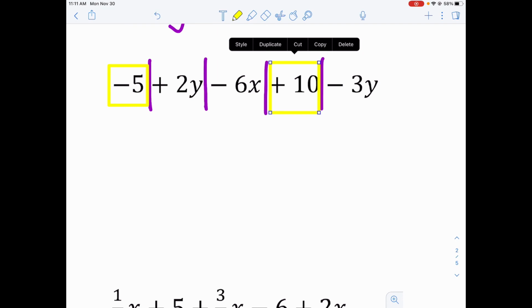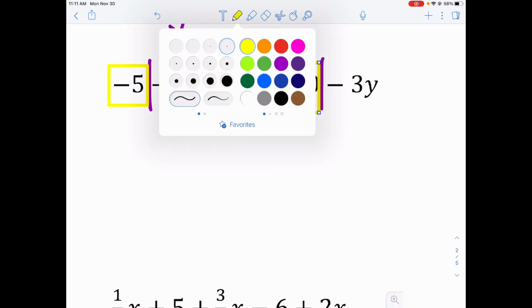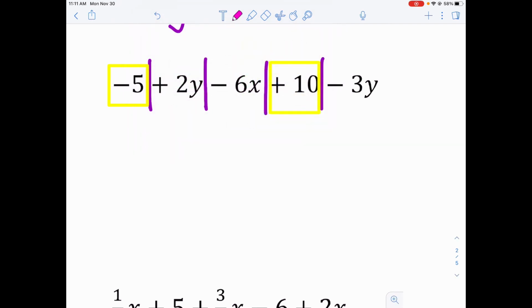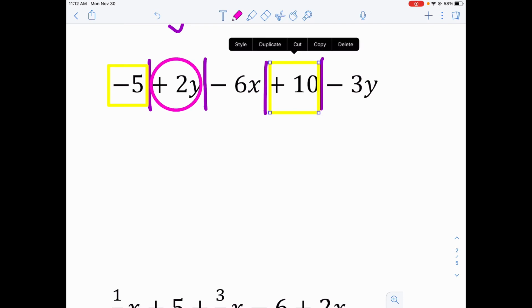And then finally in the expression is a negative 3y. It's not a constant, so I'm not going to give it a box. So I'm going to change colors, and I'm going to go back through with another shape. So I'm going to circle my positive 2y. Now anything that is considered a like term to that, I'm going to circle as well.